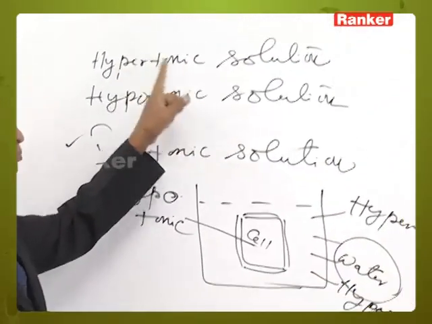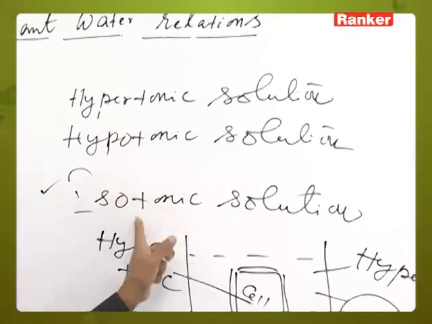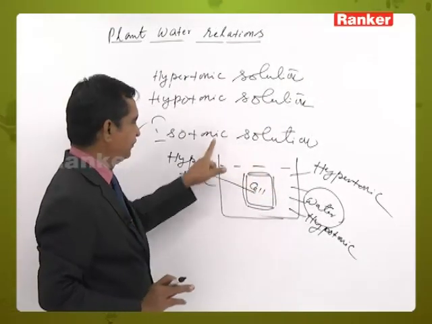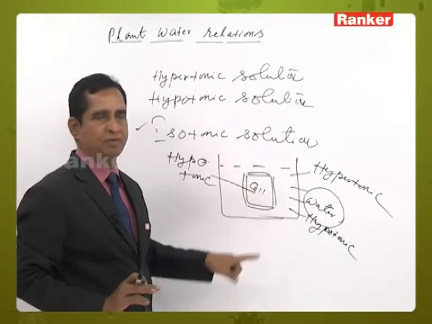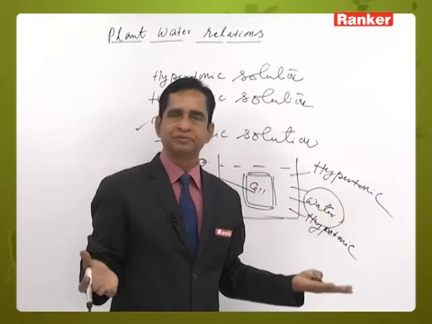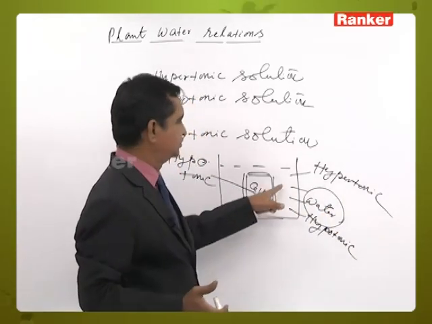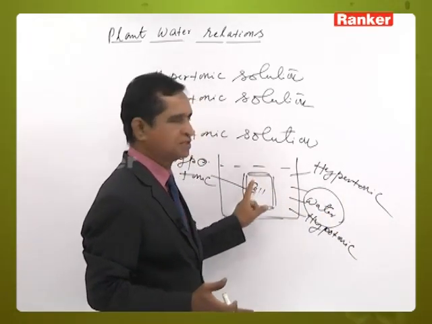So that is hypertonic, hypotonic and isotonic. When the concentrations become equal, there is no movement of water either from outside the cell to inside or from inside to outside.